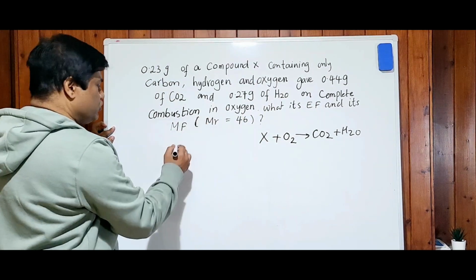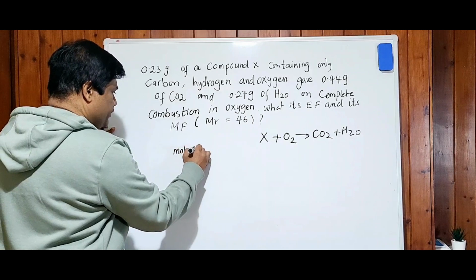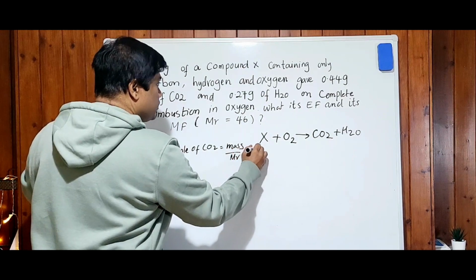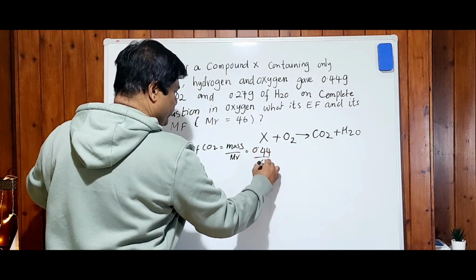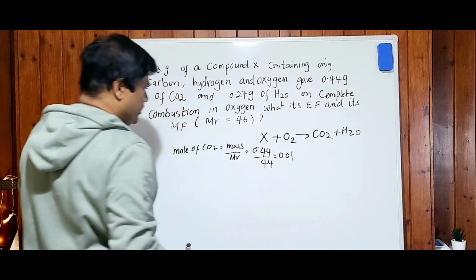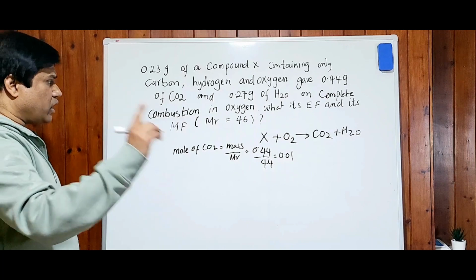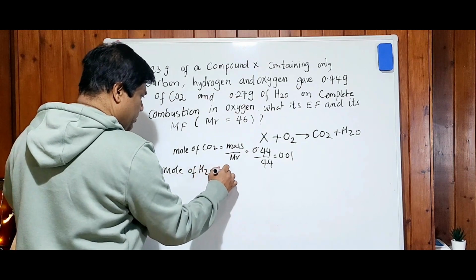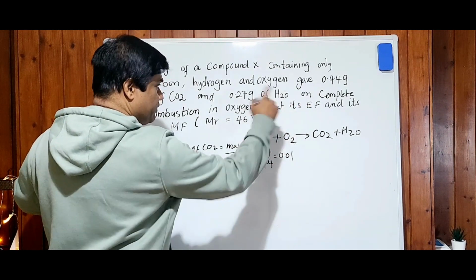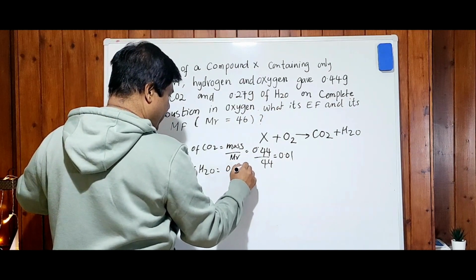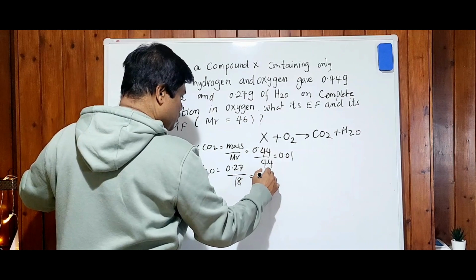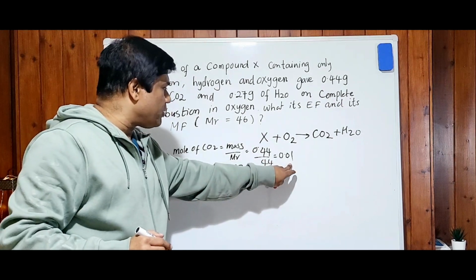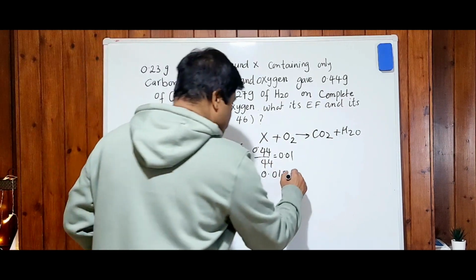So first we can work out the mole of carbon dioxide, mole of CO2. Mass over MR: 0.44 divided by 44, which equals 0.01. Okay, 0.01 mole of carbon dioxide. In the same way, work out the mole of H2O. Mass over MR. Mass is given: 0.27 gram over 18, which is nothing but 0.015. Use the calculator. We got the mole of carbon dioxide and we got the mole of H2O.